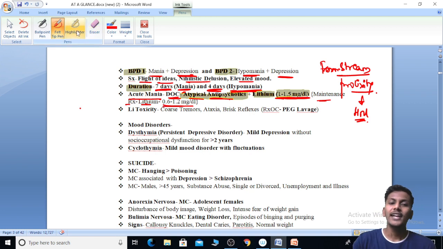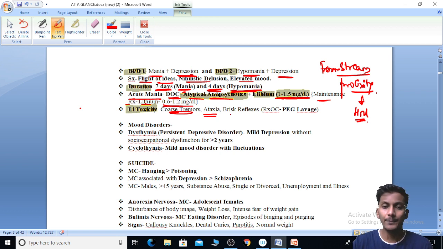Remember. If, at any time, lithium is given more than the prescribed dose, that is more than 1.5 milligram per deciliter, and it causes lithium toxicity, then what happens? The patient would present with coarse tremors, okay? Along with that, there would be ataxia, okay? The patient would not be able to balance himself. That is ataxia.